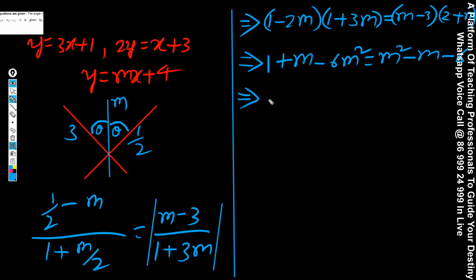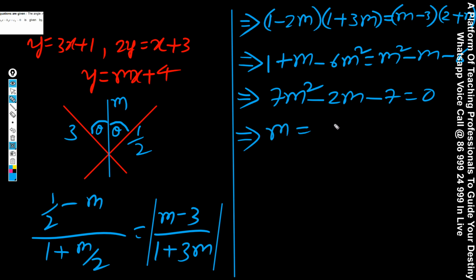If you simplify this, 7m square minus 2m minus 7. Correct or not? Just check it out. 7m square minus 2m minus 7 equal to 0. Now you have to get the value of m here. There are no direct factors for this. You have to apply the quadratic formula.